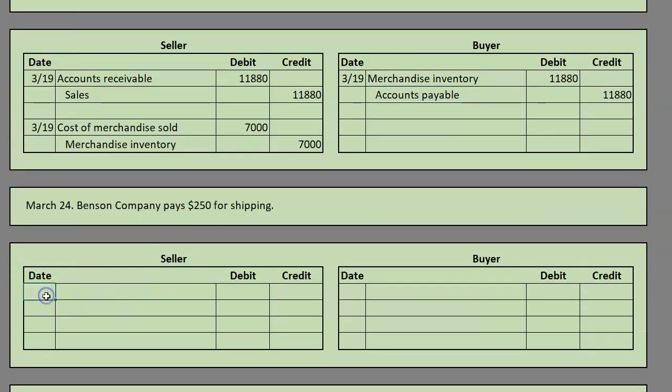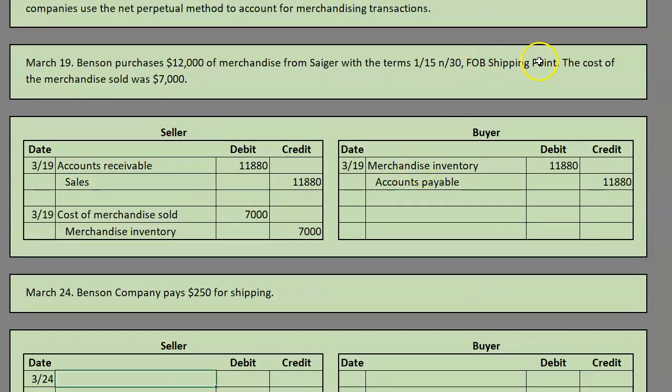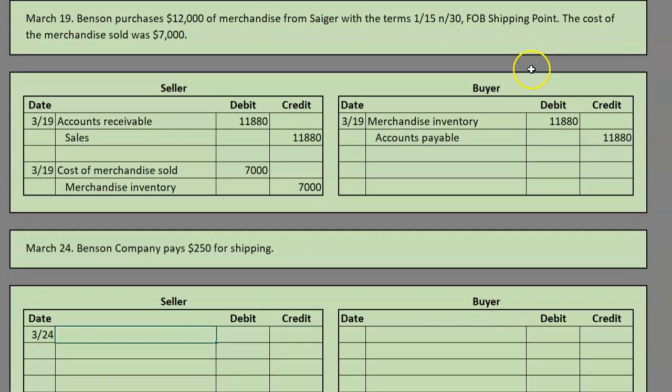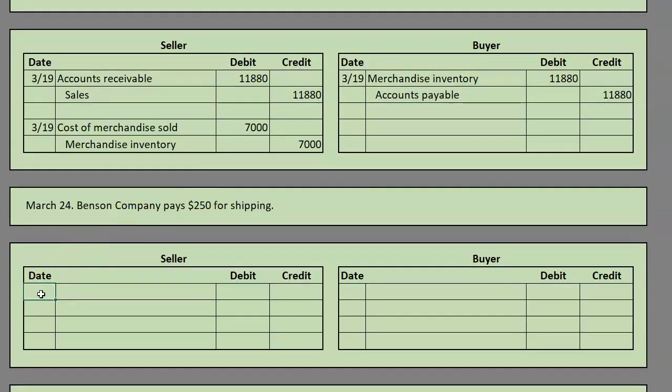Now on March 24th, Benson Company pays $250 for shipping. So the buyer is paying, since it's FOB shipping point, the buyer should be paying. In this case, the seller actually does not have an entry. It's the buyer that we're going to be focused on for this one.